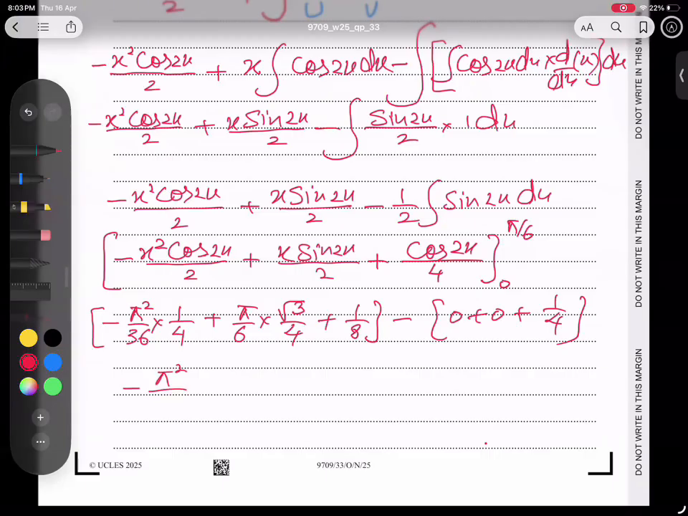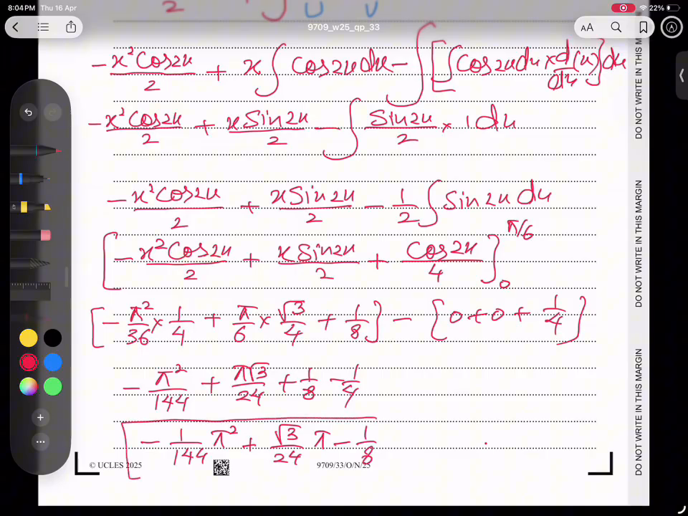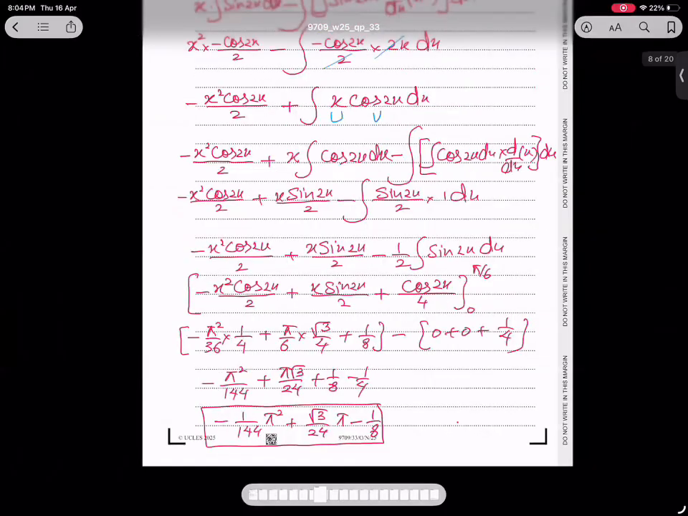Negative pi square over 144. Here I can say pi root 3 over 24 plus 1 by 8 minus 1 by 4. So students, up till here, the point is very clear. Now negative 1 over double 4 pi square, you write alone, no problem, plus root 3 over 24, I'm writing pi alone. And here, into 2, I got negative 1 by 8. I hope the concept of the question is clear and the question is completely over.